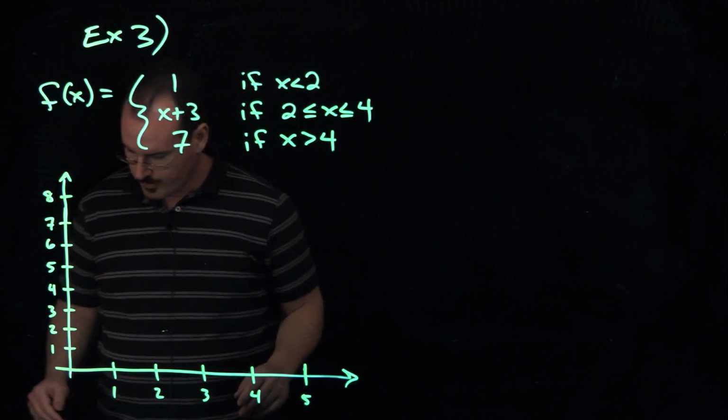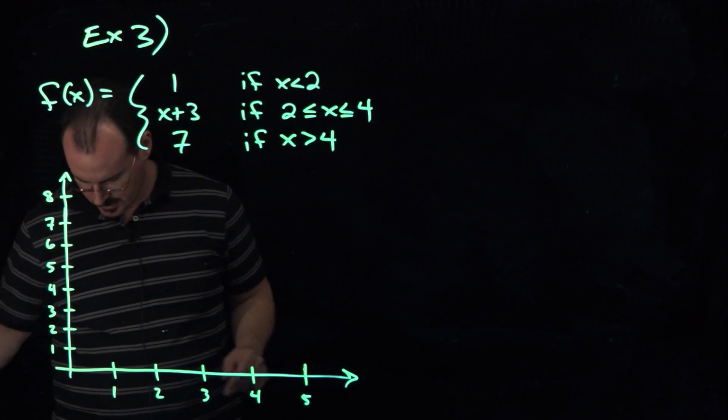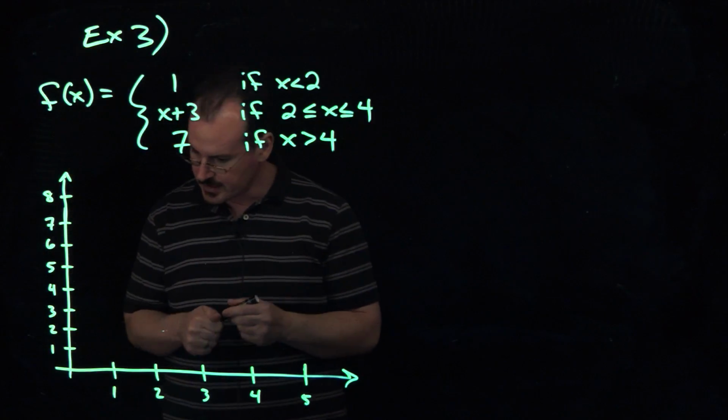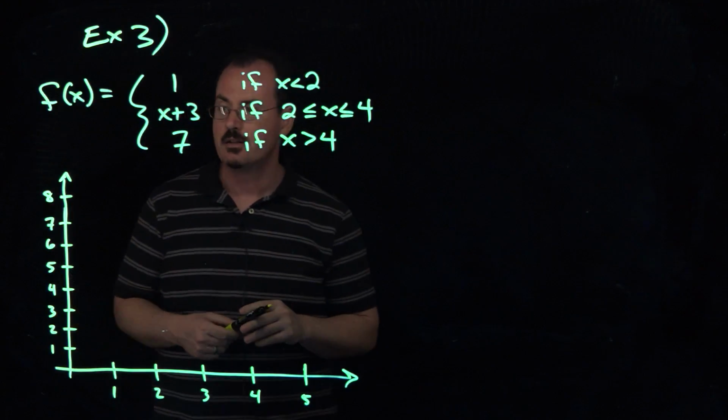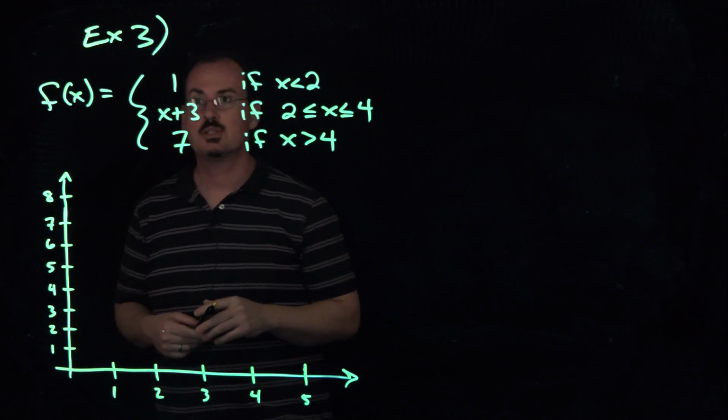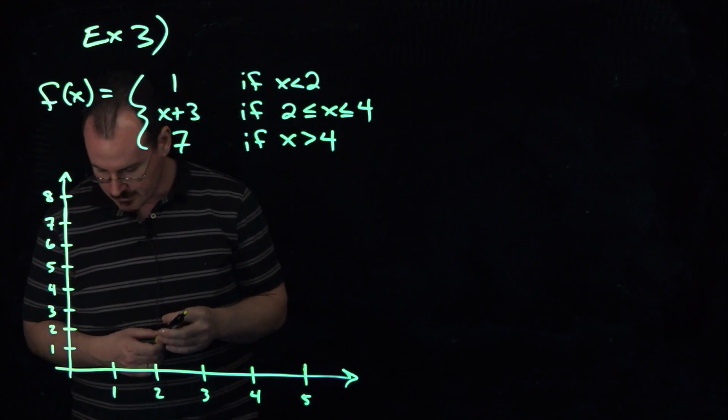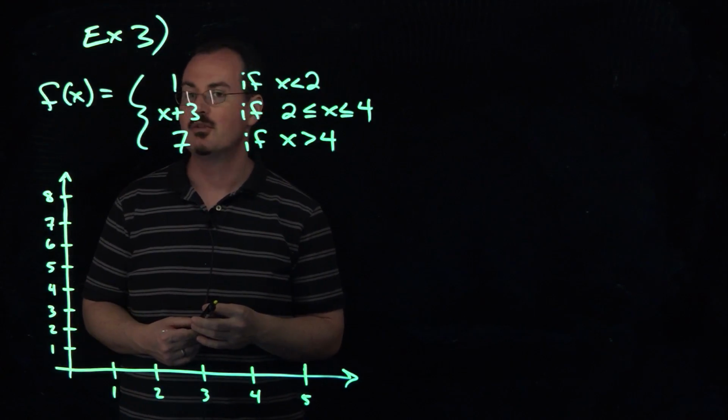Doing example 3, just example 3 from section 3.2. All right, so I've got the piecewise function written here, and I've got an empty graph set up. So this is, again, a piecewise function. Part A is to graph it.